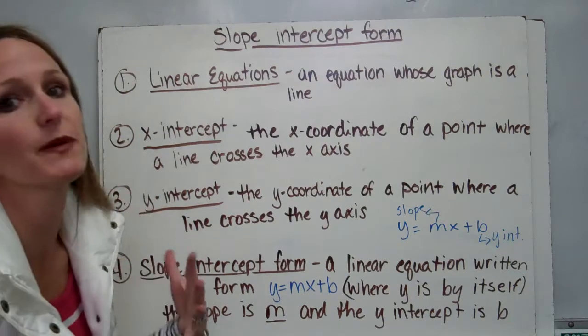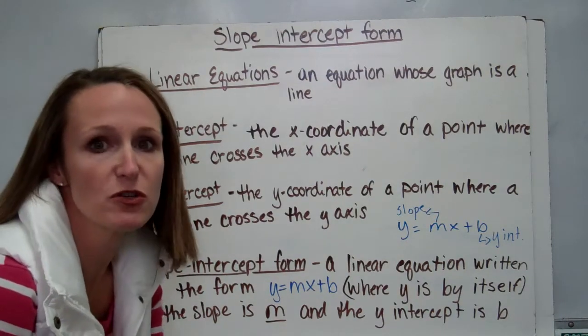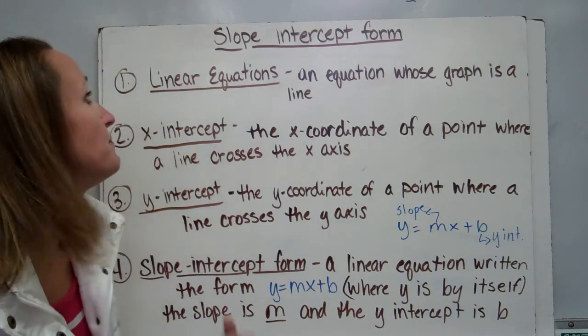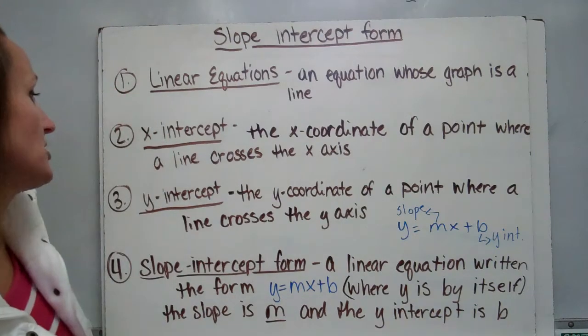We're going to talk about slope-intercept form. And slope-intercept form is what you use when you're graphing a line. So let's talk about some definitions here. We have quite a few.